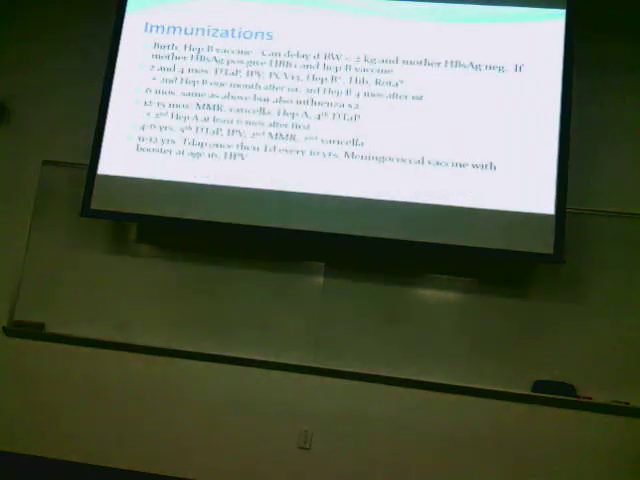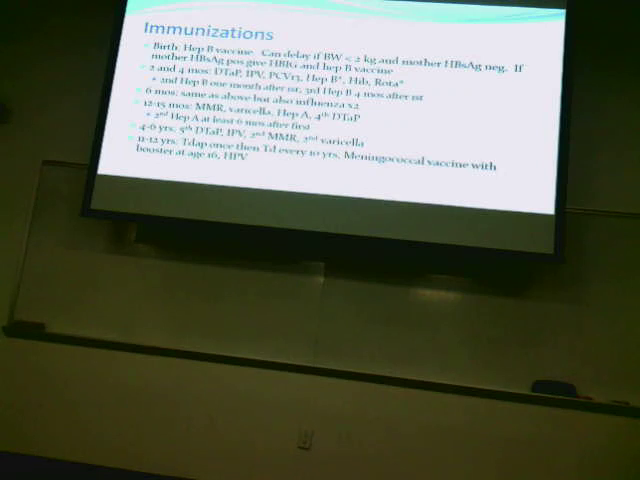material. But basically the one vaccine that you get at birth is going to be the Hep B. And you can delay this vaccine until birth weight is greater than 2 kilograms. So if mom is Hep B positive, you want to give the Hep B immunoglobulin and the Hep B vaccine.